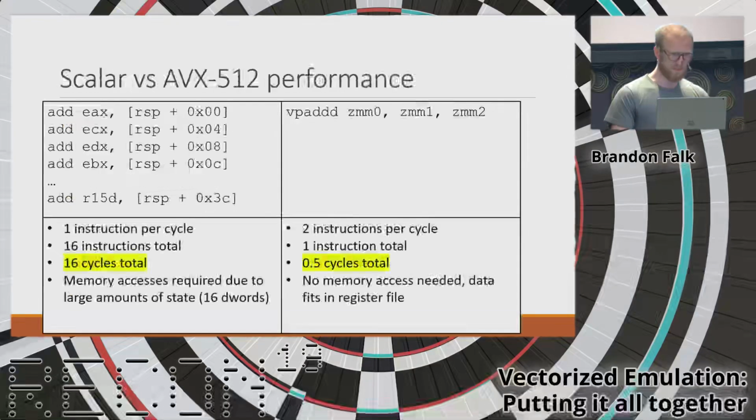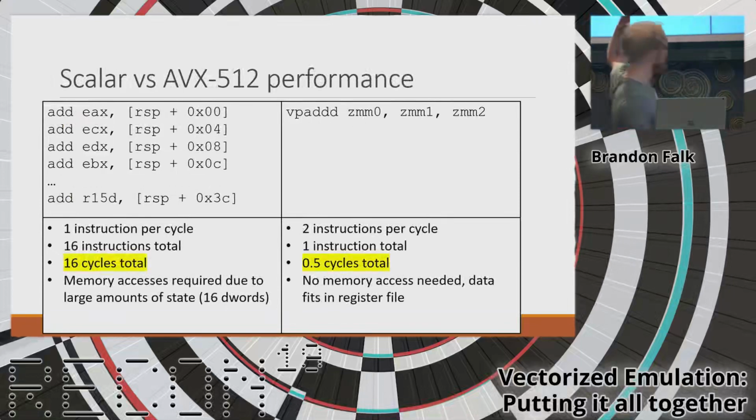So in a simple comparison of what you would have, you would either have 16 separate adds working on memory because you run out of register space, or a single add. And it ends up being about, in this case, 32 times faster. If you didn't have to touch memory, it's 16 times faster. Who cares?